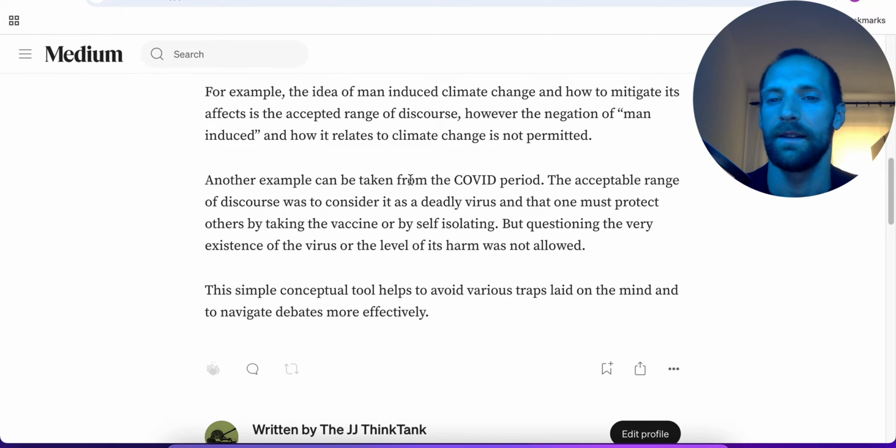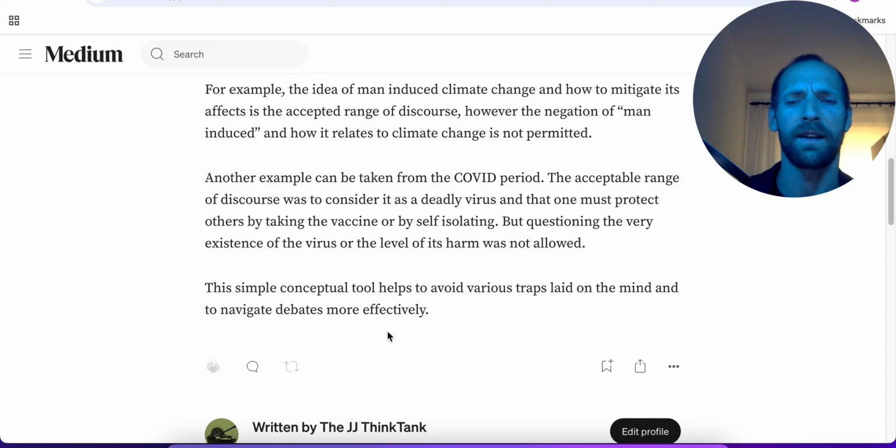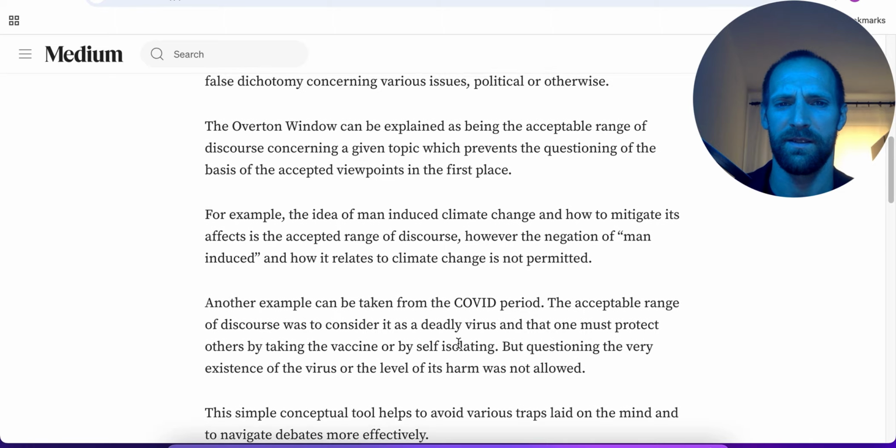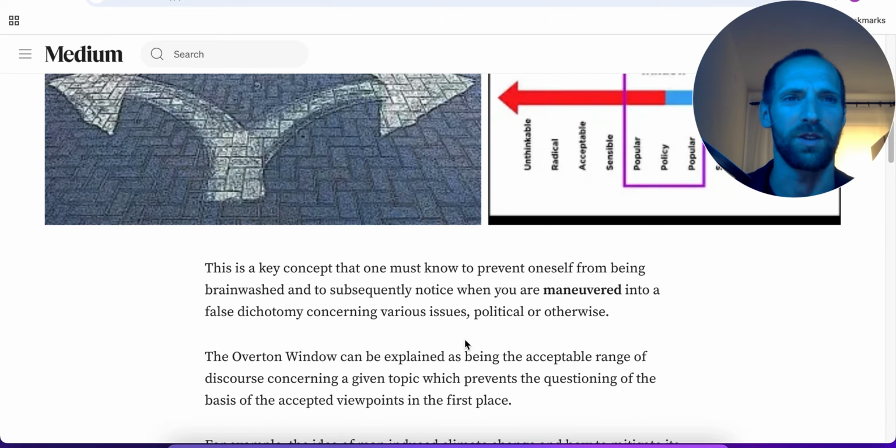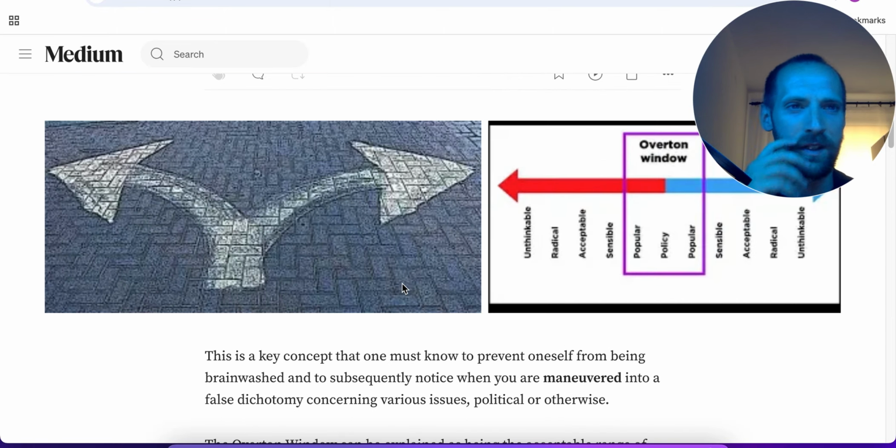About COVID-19. So yes, this simple conceptual tool helps us to avoid various traps laid on the mind and to navigate debates more effectively. So yes, I don't want to talk more about this. Again, quite a short video.